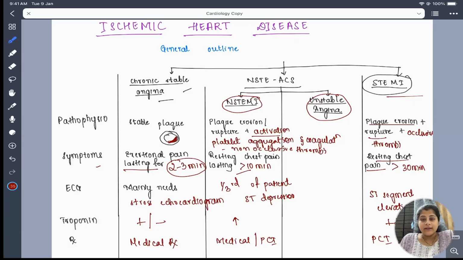The treatment is medical. For NSTEMI, there are non-occlusive thrombi, there is ST depression. So depending on the condition of the patient, you will either give medical treatment or you will shift the patient for percutaneous coronary intervention. STEMI is an emergency. You will always treat the patient with percutaneous coronary intervention. Okay, so this is about it.